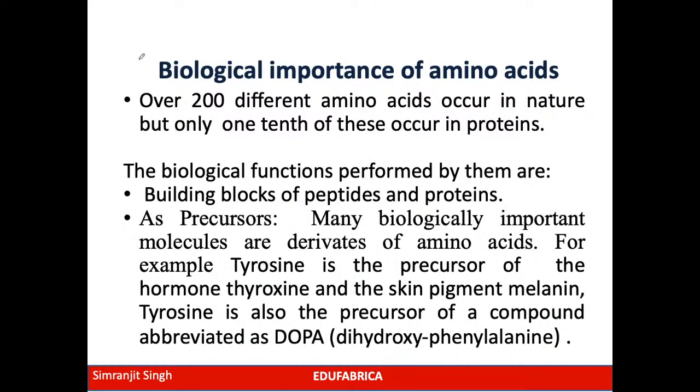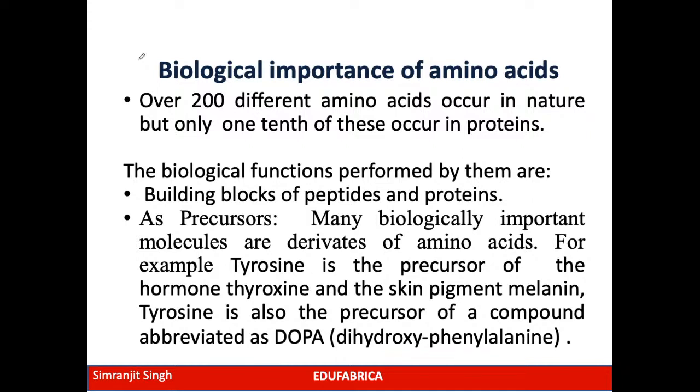So, the biological importance of amino acids. There are over 200 different amino acids that occur in nature, but only one tenth of these occur in proteins. They are mainly known for making proteins, but actually in nature there are 200, and out of them 20 amino acids are meant to make protein.